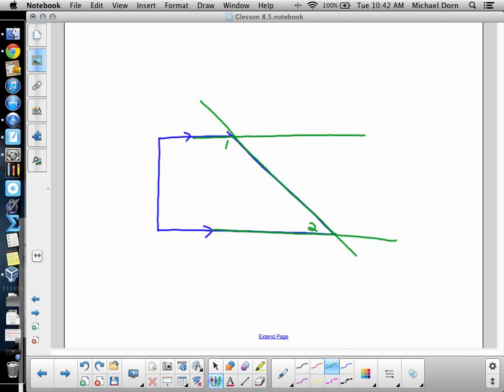And the same with angle 3 and angle 4 here. They have to be supplementary. However, there's no necessary relationship between 1 and 3 or 2 and 4 unless the trapezoid is isosceles. And the opposite angles are not congruent. The opposite angles are not supplementary. Nothing going on there.